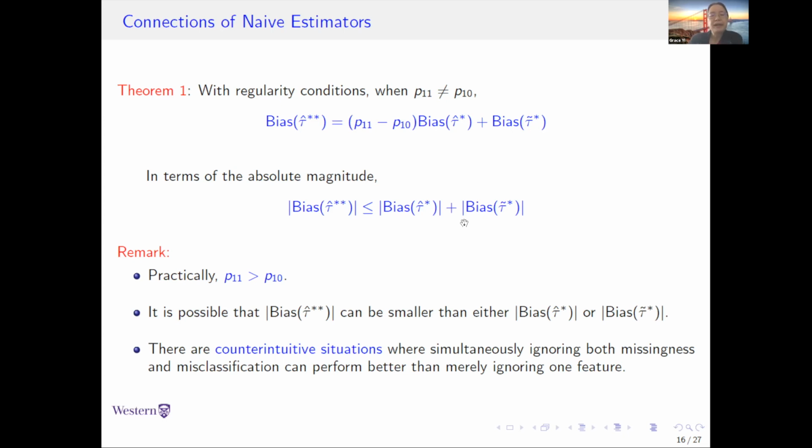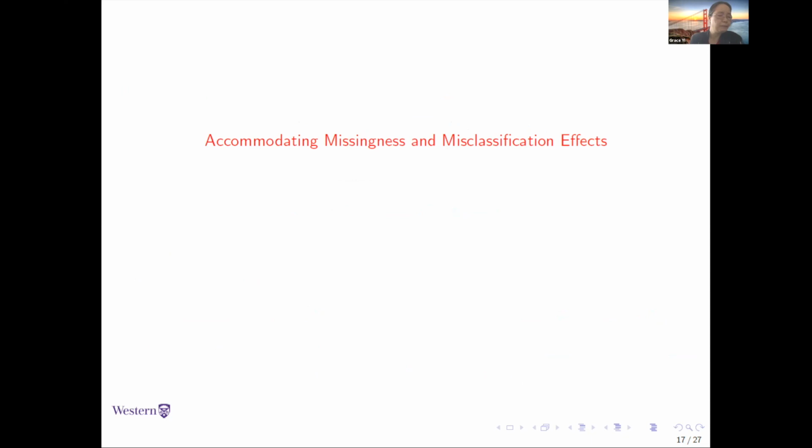So what would be the implications here? Practically speaking, that means we could encounter these counterintuitive situations: if I simultaneously ignore both missingness and measurement effects, then the resulting naive estimator could even be better than if we ignore a single feature. So this is somewhat a surprising finding.